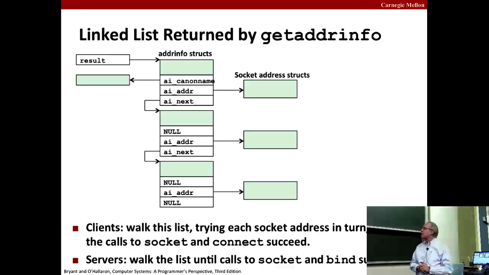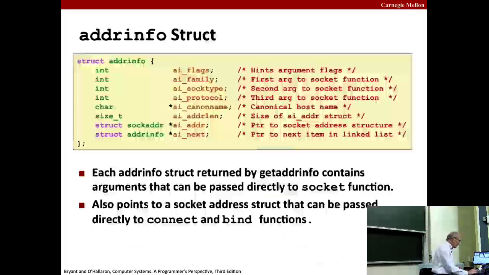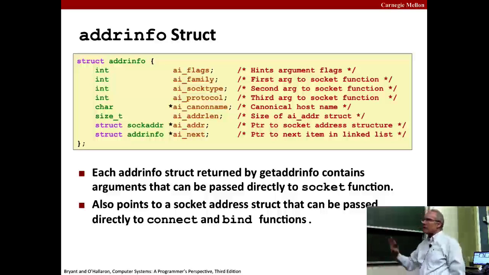So as I mentioned, it returns a linked list. That result is a linked list of addrinfo structs, and the addrinfo struct has a zillion fields, some of which you'll use and some of which you won't. This is, for example, when you're passing in hints. Hints is what you're passing in: some conditions about what you're looking for in this request. Some of these fields you pass in and some of them it returns.